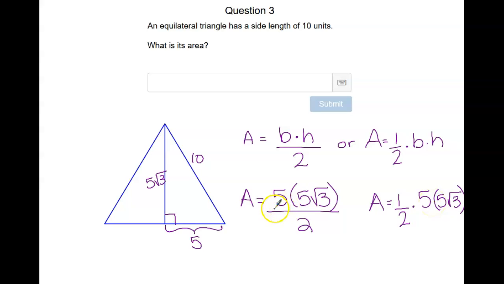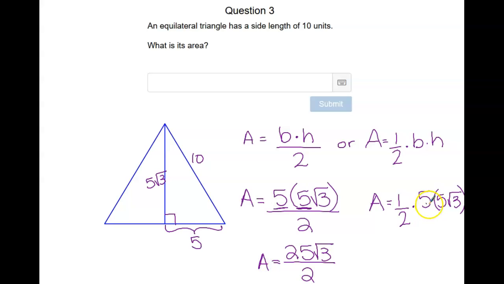So I can only multiply the two 5's together. I can't multiply the 5 and the 3, or the 5 and the 5 and the 3, because this one is a radical. This is not actually the number 3. It's something else. It's a decimal, but we don't know what that is. So I'm just going to multiply these two together, which is 25 square root of 3 over 2. So there is the area.